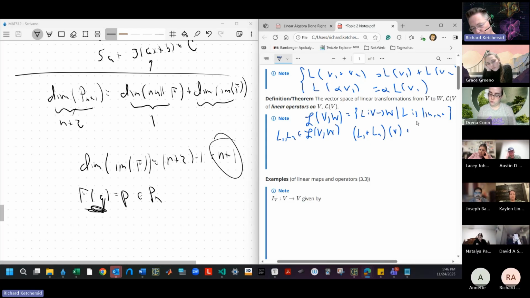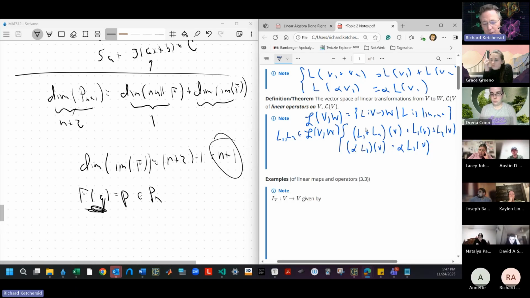And of course, you do what you would obviously do. You do L1 of V plus L2 of V. And you're going to define alpha L1 of V. You want to get the parentheses in the right places here. And that's going to be the way you define it, as alpha L1 of V. So kind of the obvious things, okay?